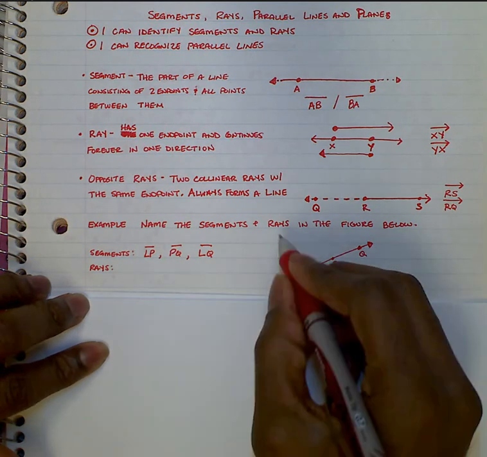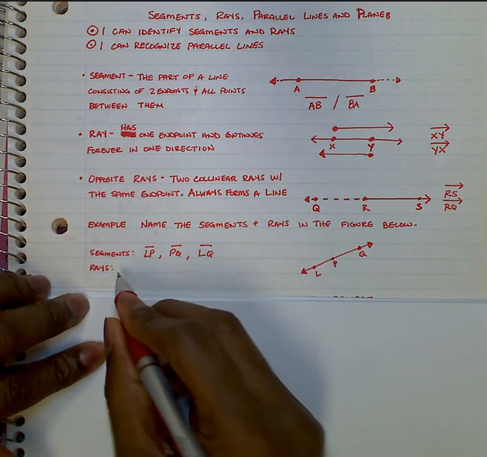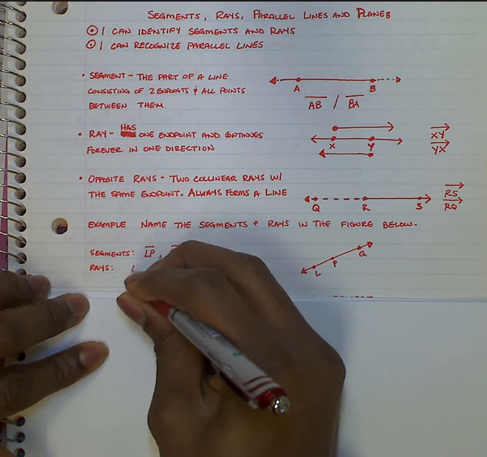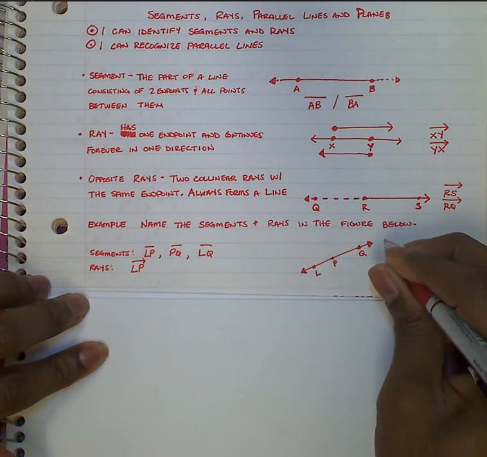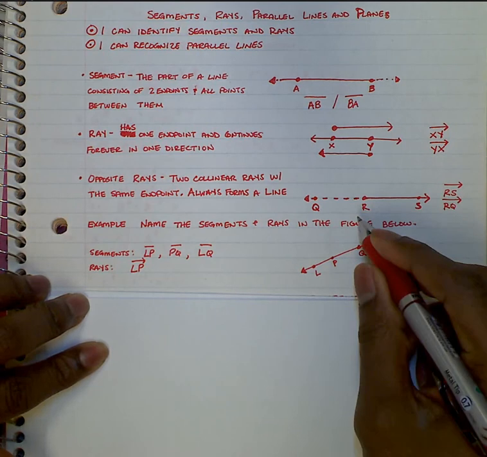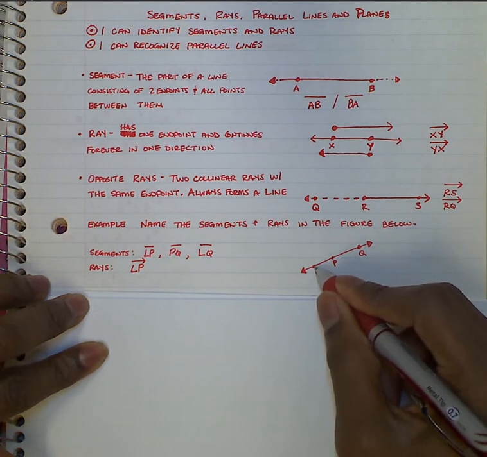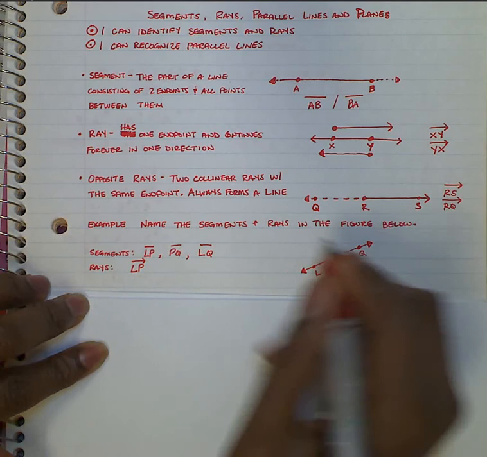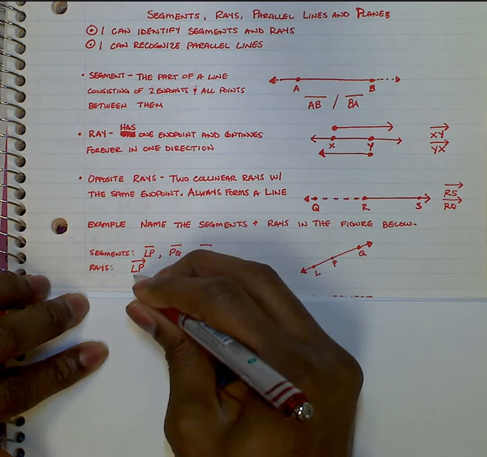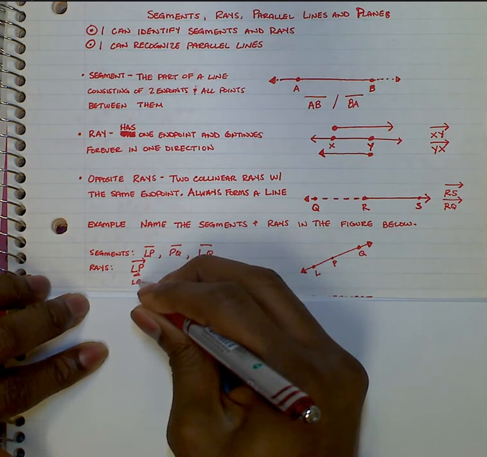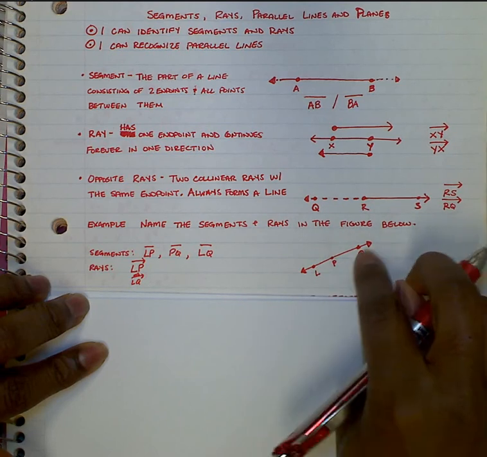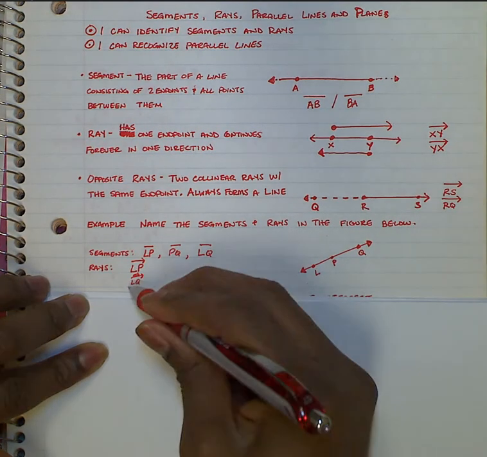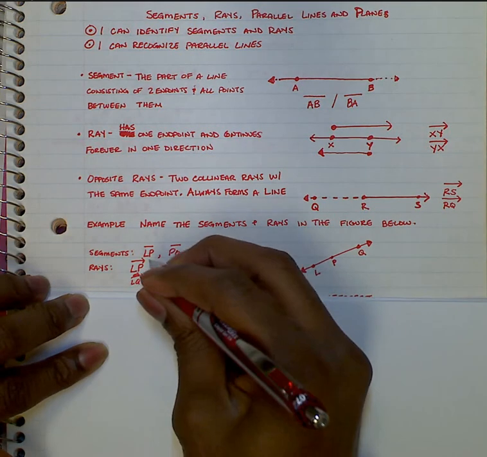Okay, now it says name the rays. We have ray LP. Remember, that means that it starts at L and continues on forever in P's direction. Another way to name ray LP is to name it ray LQ. LP and LQ in this case would be the same thing. It goes in P's direction, same as going in Q's direction, so I only need to write one of those.